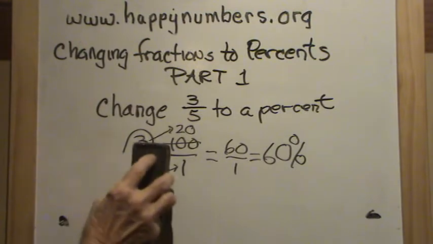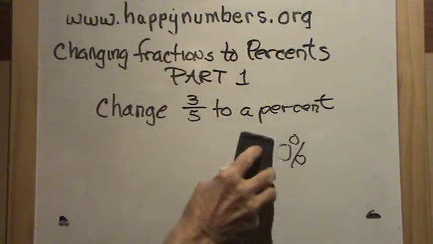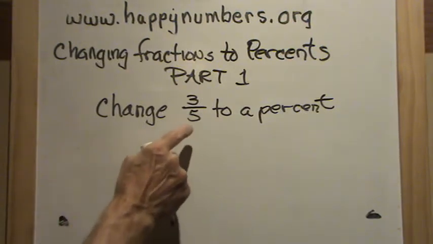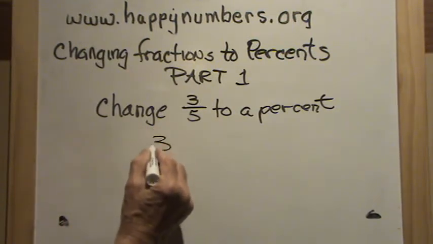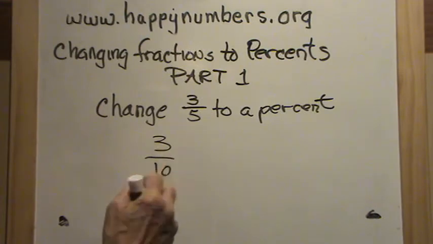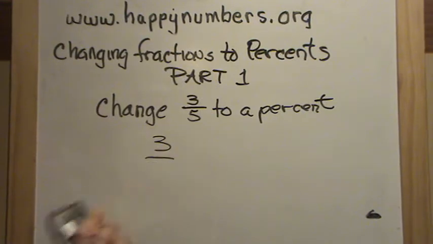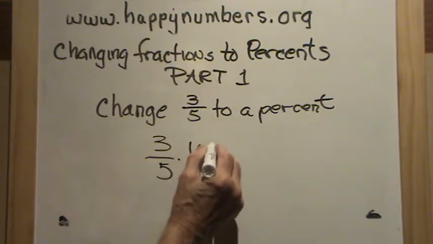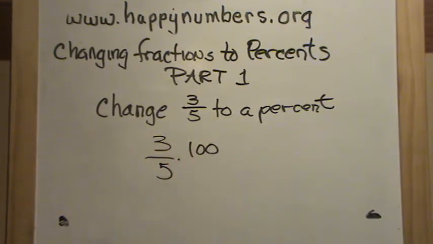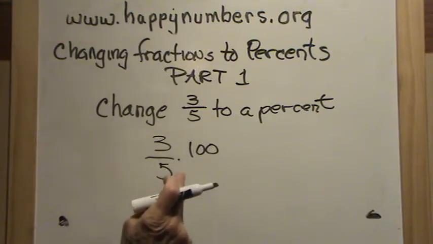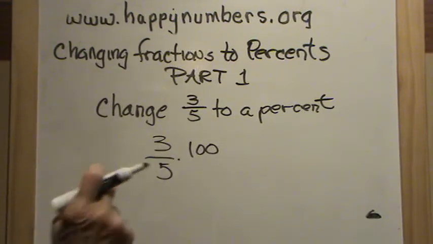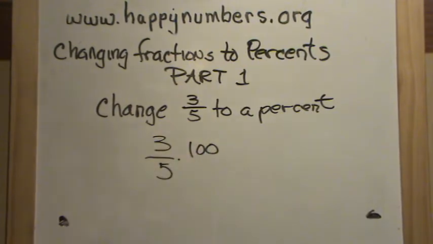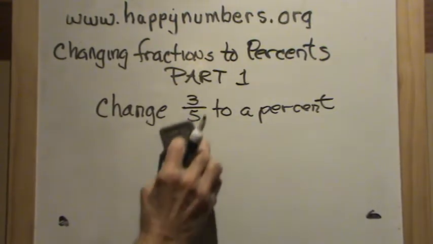So quickly a review. In this method, we multiply the fraction, in this case 3/5, times the whole number 100. Now this method, using multiplying by 100, is best when the denominator of a fraction will go evenly into 100. Let me give you another example.